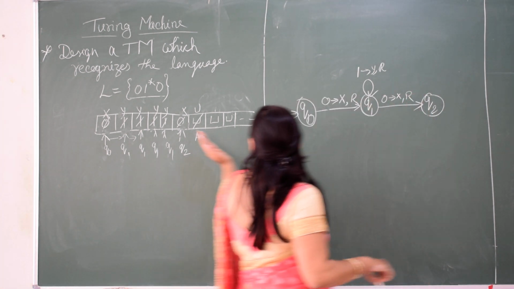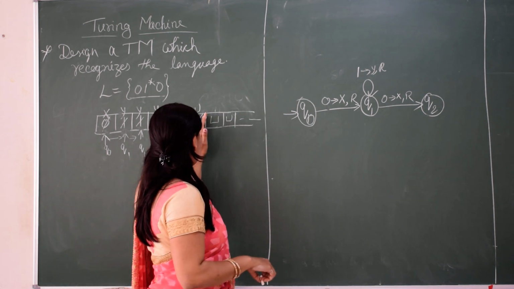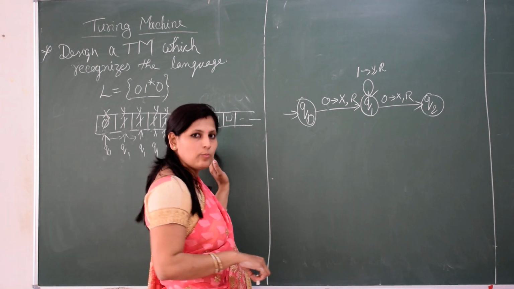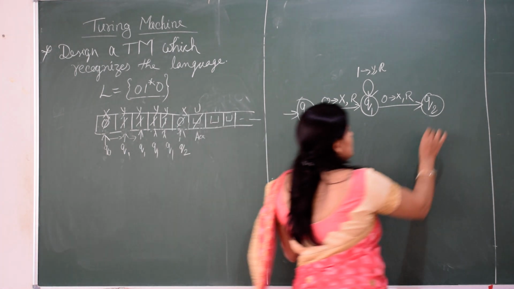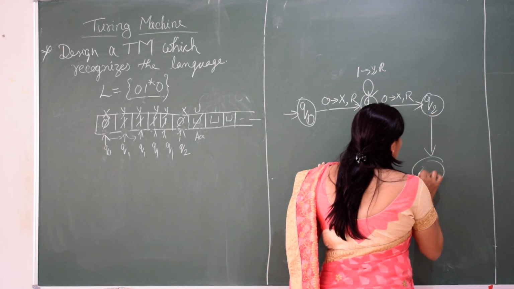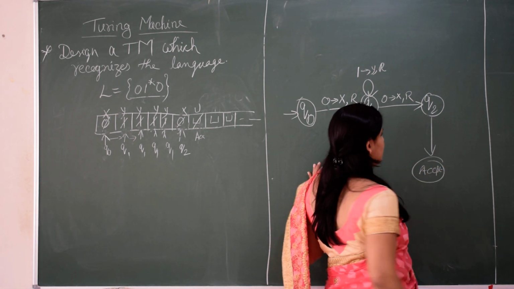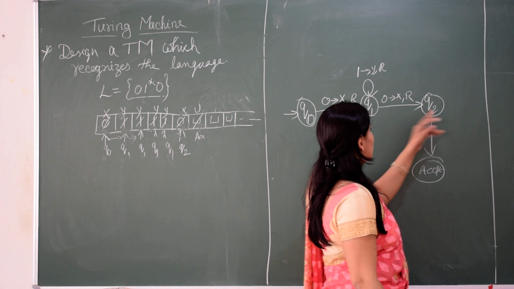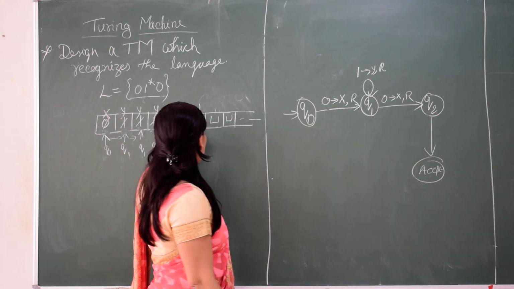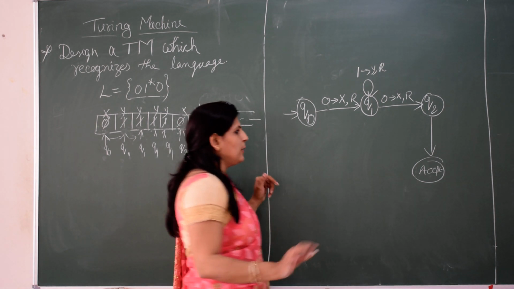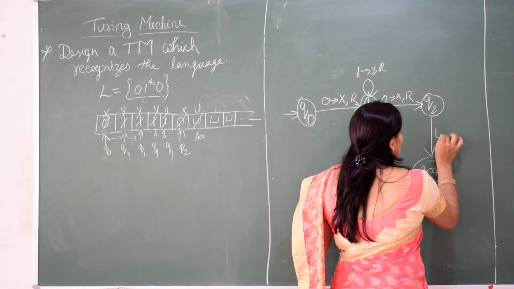Now after moving it, what are we getting? We are getting a blank symbol. Since we get blank, that is my acceptance state, so we will reach the acceptance state. When we are at Q2, by reading the next symbol as blank, we will leave it as blank and move to the right.